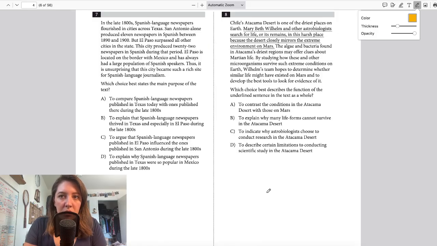Number 7. In the late 1800s, Spanish language newspapers flourished in cities across Texas. Okay, so this is again a purpose question, so I'm just going to first check out the first sentence like I just did to see if there's anything going on there. I'm also going to check out the last sentence since this is a longer passage. It's still just a paragraph, but you get me here. So we just read the first sentence. Here's the last one. Thus, it is unsurprising that this city became such a rich site for Spanish language journalism.